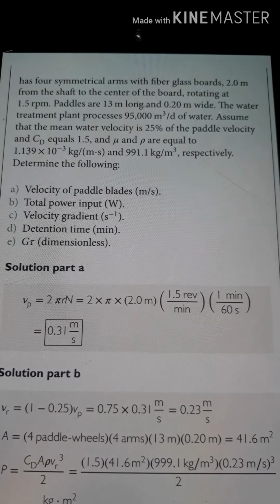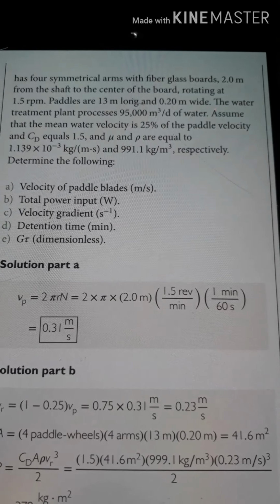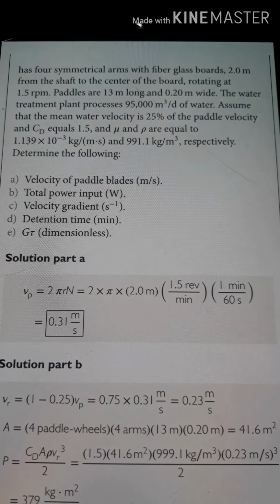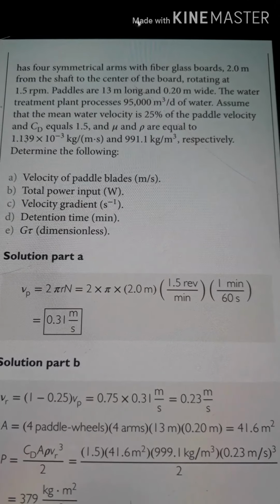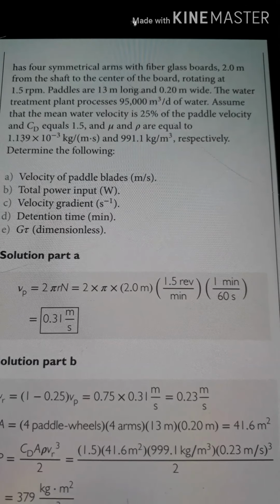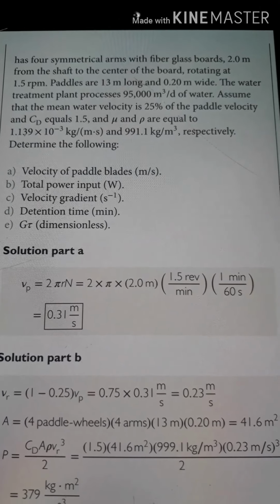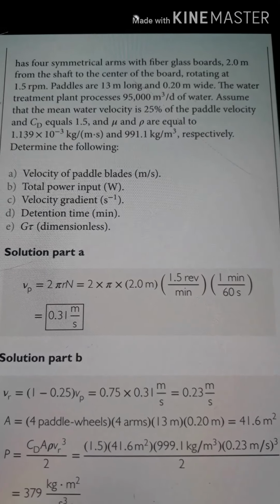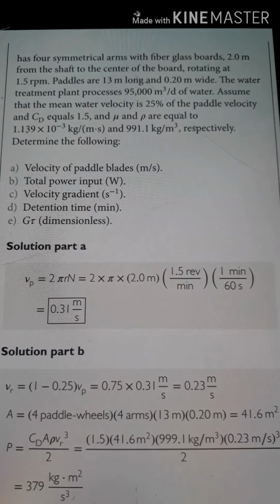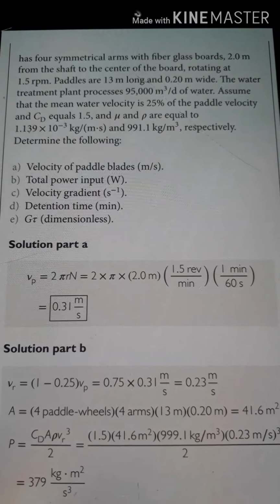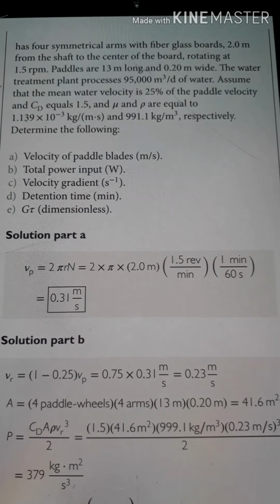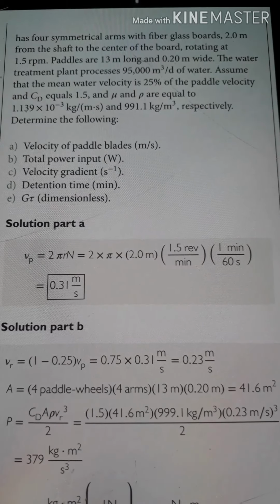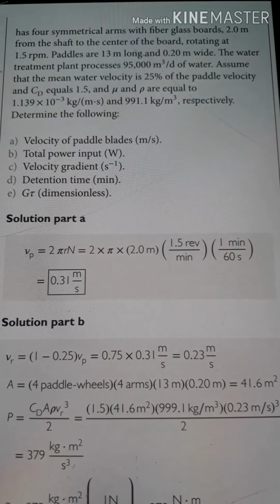The water treatment plant processes 95,000 cubic meters per day of water. Assume that the mean water velocity is 25% of the paddle velocity, and the CD equals 1.5, and mu and density are equal to 1.139 times 10 raised to negative 3 kg per meter second, and 991.1 kg per cubic meter, respectively. Determine the following. So, first na itong pangitaon is the velocity of paddle blades.